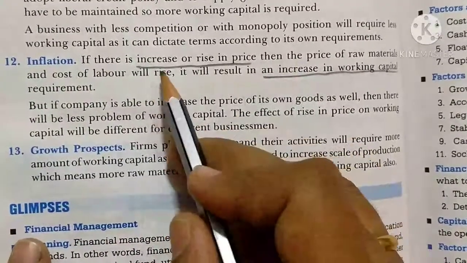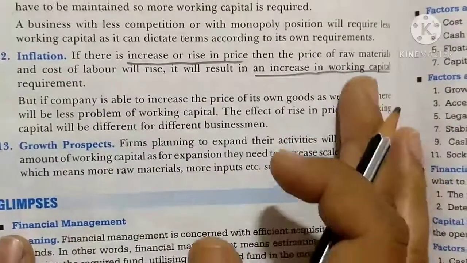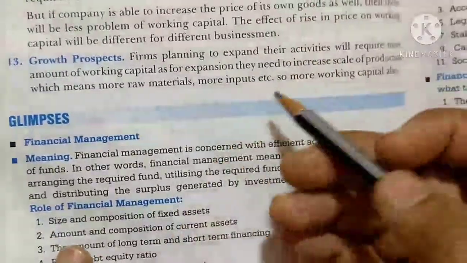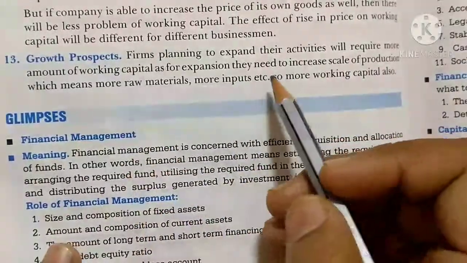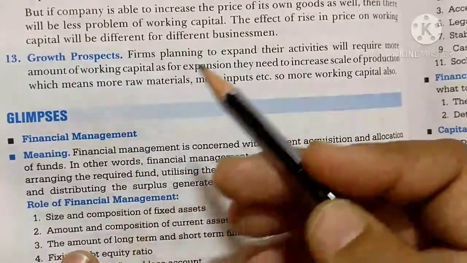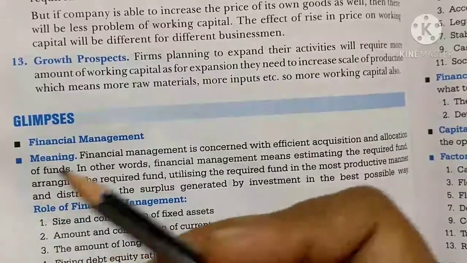Inflation means there is a rise in the price of goods. If there is an increase in the price of goods, we need more working capital. Then growth prospects. If the companies want to expand their business, then they need more working capital, because they want growth of their business. In that case they need more working capital.